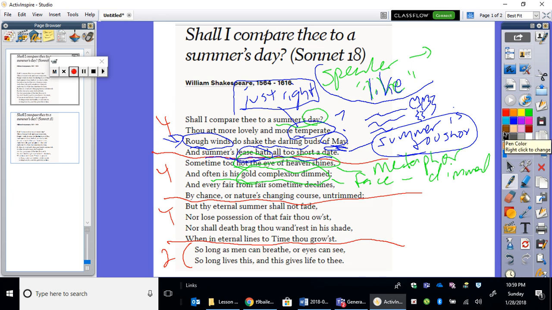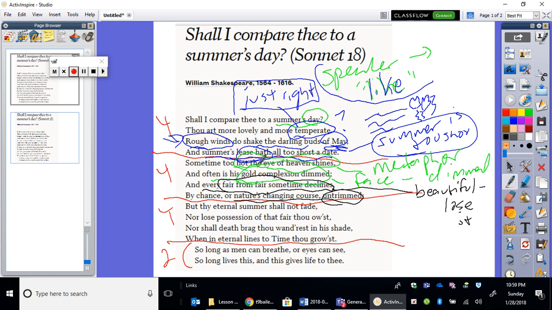Continuing along here, "and every fair from fair sometimes declines." So even people that are beautiful lose it over time. "So every fair, by chance or by nature's changing course untrimmed." So I'm looking at this quatrain.